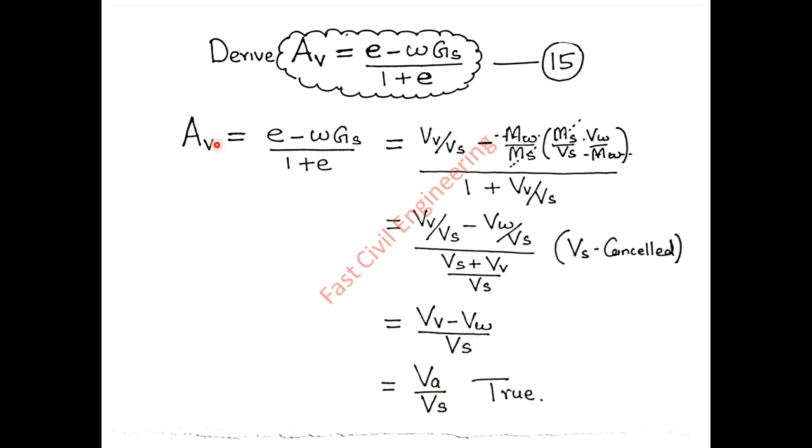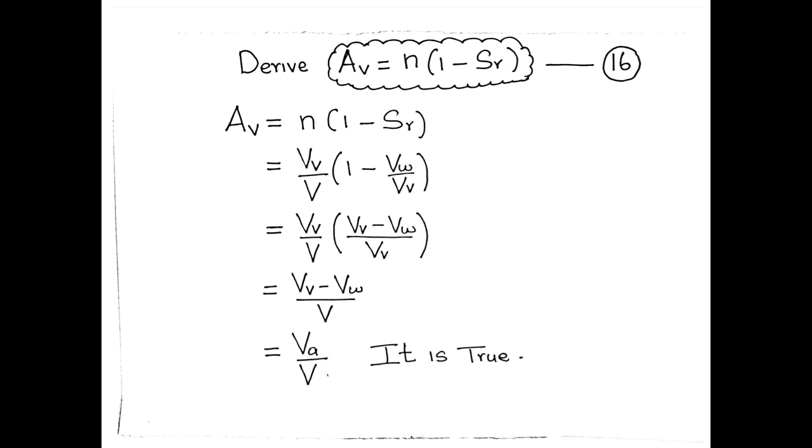We can get AV is equal to volume of air over volume of solid. This is true. Therefore, this relationship is true. Next one, air voids is equal to n into (1 minus SR). AV is equal to n into (1 minus SR), equation number 16.